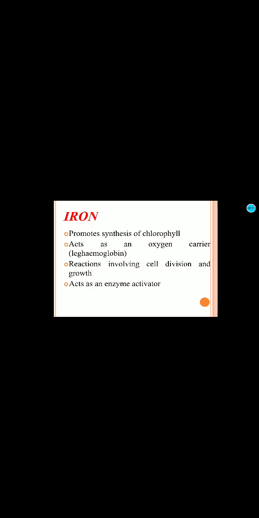Then iron. It promotes synthesis of chlorophyll. It acts as an oxygen carrier, that is, leghemoglobin, in reactions involving cell division and growth. It acts as an enzyme indicator. Then iron deficiency symptoms. Here is a plant without iron deficiency and one with Fe deficiency.